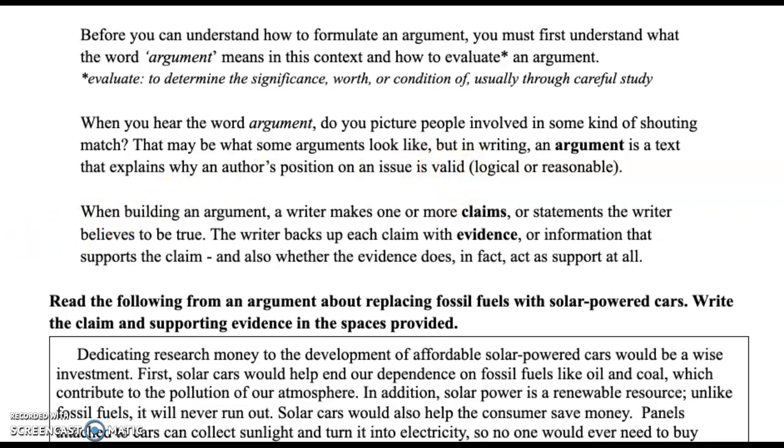When building an argument, a writer makes one or more claims. Claims means a statement the writer believes to be true. The writer backs up each claim with evidence or information that supports the claim, and also whether the evidence does, in fact, act to support it at all.